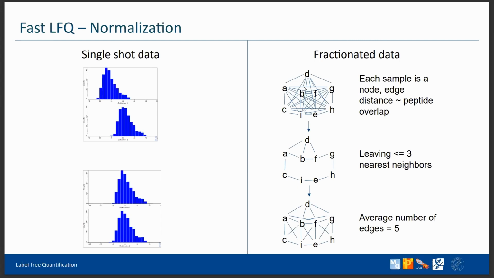So there is another algorithm in MaxLFQ, and it's a parameter that you can tick and say yes or no. You will see also that tomorrow. And that allows you to make it faster. Indeed, it's called fast LFQ.